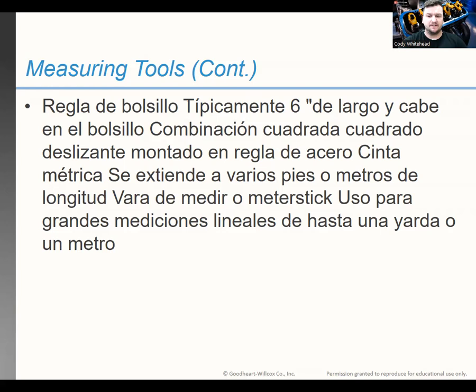A tape measure extends to several feet or meters in length. A yardstick or a meter stick is used for large linear measurements up to 1 yard or 1 meter. A meter is just over 1 yard, so they're very close to each other. A meter is just a little bit more than a yard, just a little bit.